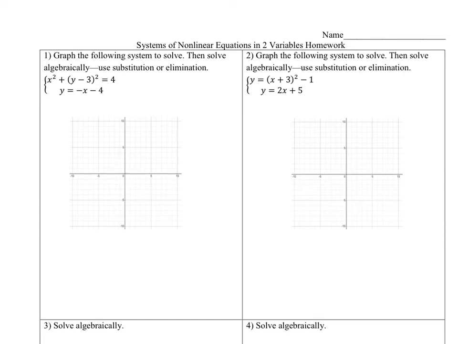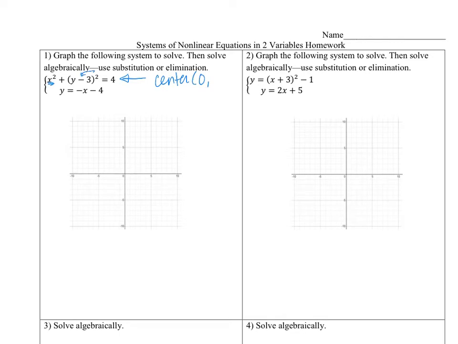Okay, we're going to look at systems of nonlinear equations in two variables. So we want to graph the following system in order to solve it, and then we'll use algebra. So looking at the first equation here, this is a circle with a center at 0, since the x does not have a number added or subtracted.